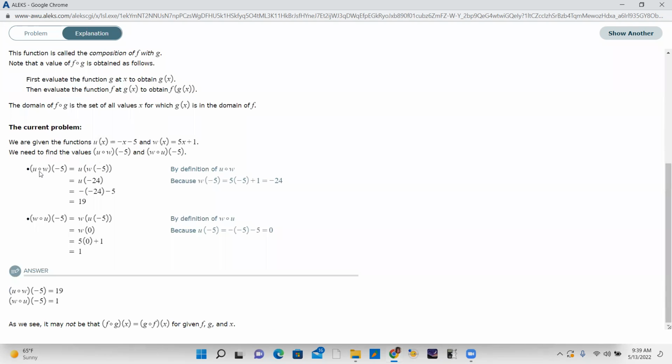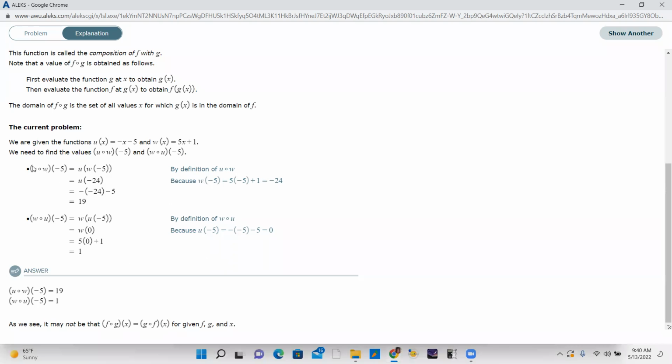Okay, so U composed with W of negative five. It's nice to write it like this. And W of negative five is negative 24. So replace that. And then U of negative 24. Just stick the negative 24 into U. And you get 19, and then here it is the other way.